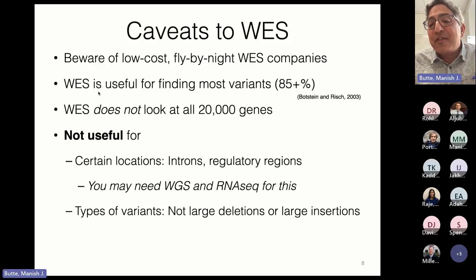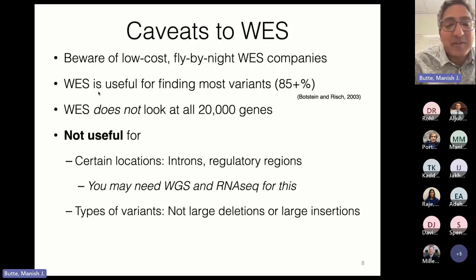Because most of the coding regions are captured in exome sequencing, and most genetic diseases affect the coding regions of proteins, the estimate from now 20 years ago, which has held up, is that about 85% of genetic diseases can be diagnosed by looking at the exons. We now know that there are many genetic diseases in the introns, the intragenic regions, and the promoter regions that are not covered by exome sequencing.